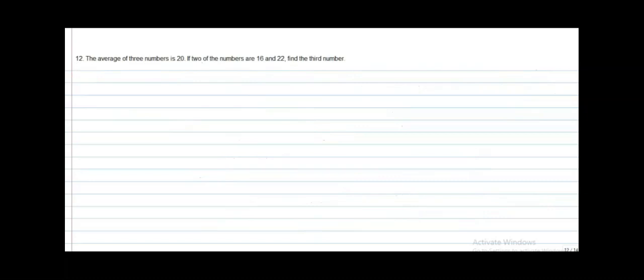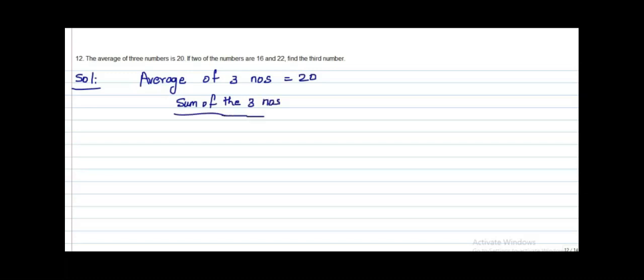We move on to the next question. The average of 3 numbers is 20. If two of the numbers are 16 and 22, find the third number. Okay. The average is given to be 20. The average of 3 numbers is equal to 20. So we have the formula: sum of the observations by number of observations. Here the number of observations is 3.